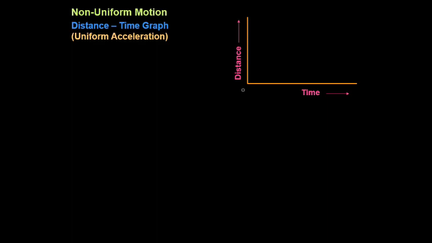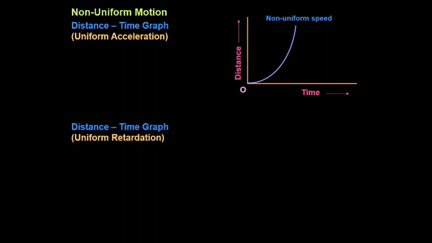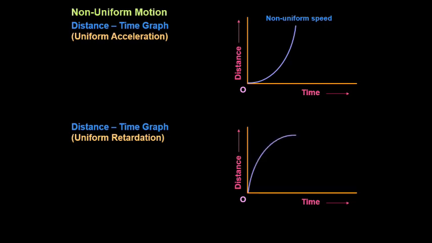Non-uniform motion. Non-uniform motion is when the body is accelerated uniformly or non-uniformly. So it is a non-uniform speed but uniformly accelerated. It is a distance versus time graph. Distance time graph of uniform retardation. Here the speed is decreasing with time. So the shape is like this. Both of them are non-uniform speed.